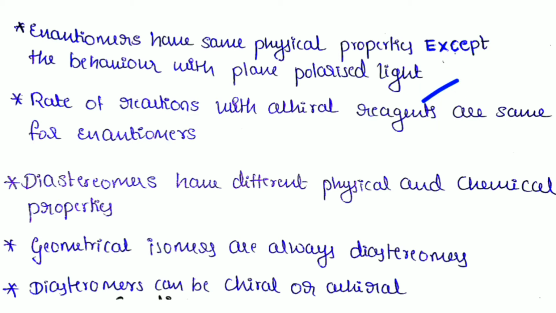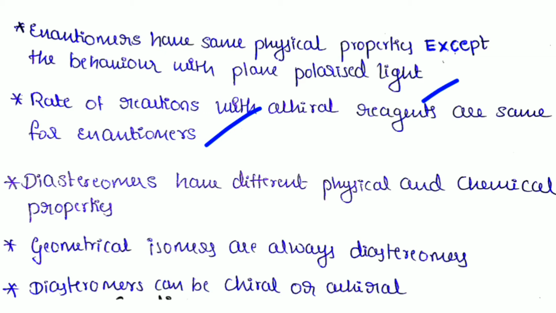Enantiomers have the same physical properties except for their behavior with plane polarized light. All physical properties like melting point and boiling point are the same, but they behave differently with plane polarized light. Next, the rate of reaction with achiral reagents is the same for enantiomers. Enantiomers show the same rate of reaction with an achiral reagent. If the reagent in a reaction mixture or a catalyst is achiral, the rate will be the same.